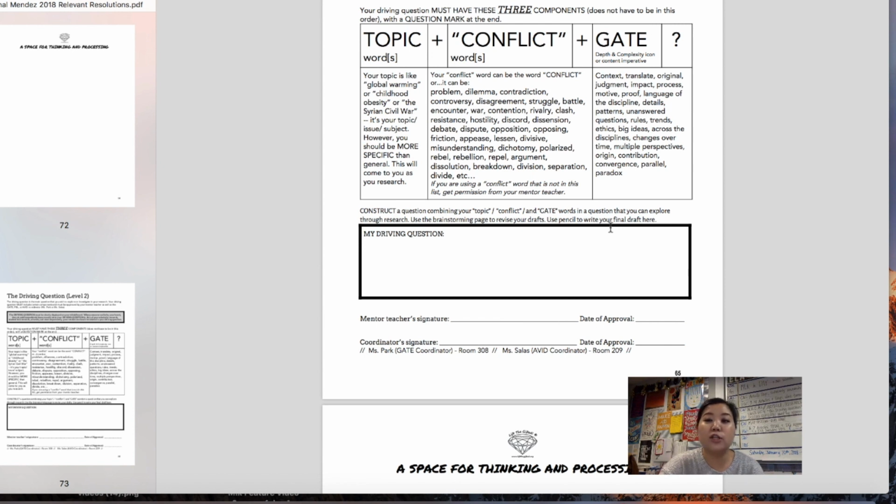You can use words like originate, converges. You can say how do the patterns of blah, blah, blah. You can say how has this changed over time. You can use any of these things as long as you also have the topic word and the conflict word. So here are some level 2 examples of driving questions.